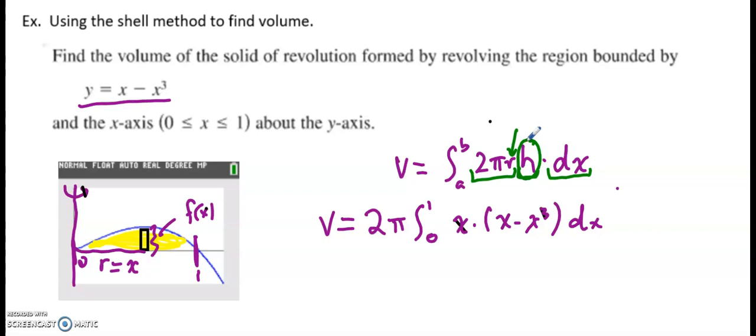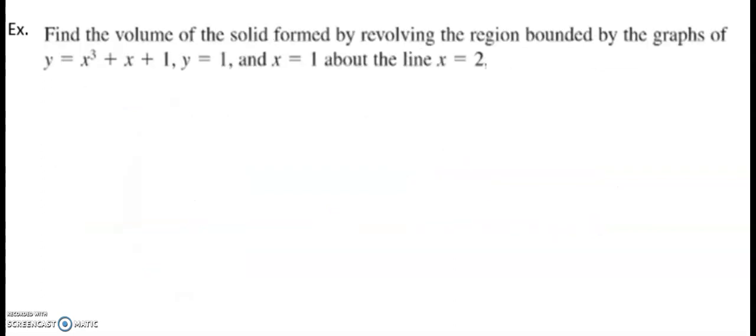Let's look at another example. In this problem, it says find the volume of the solid formed by revolving the region bounded by the graphs of y equals x cubed plus x plus 1, the line y equals 1, and x equals 1 about the line x equals 2. Okay, so I have a handy-dandy little picture here of what this graph would look like.